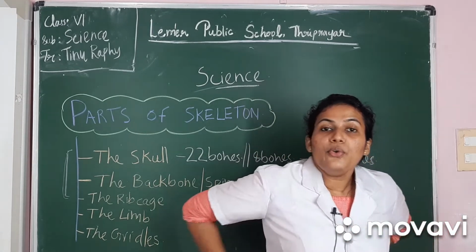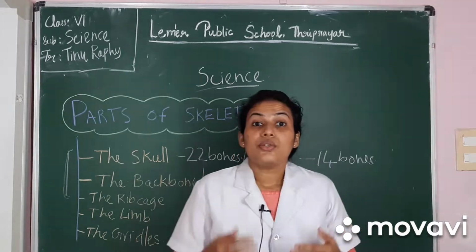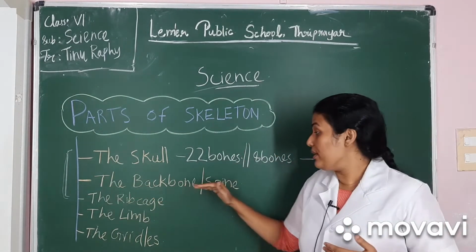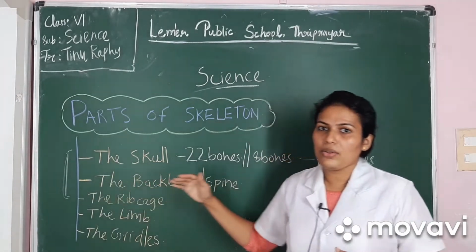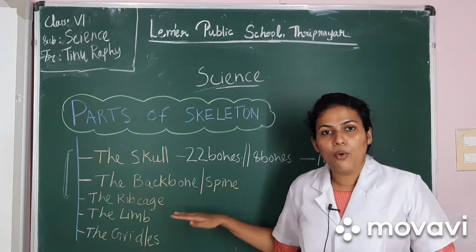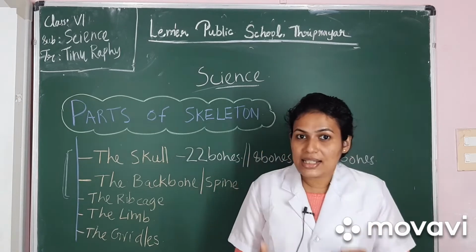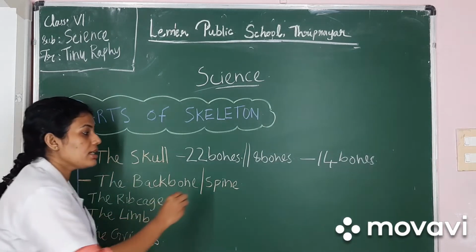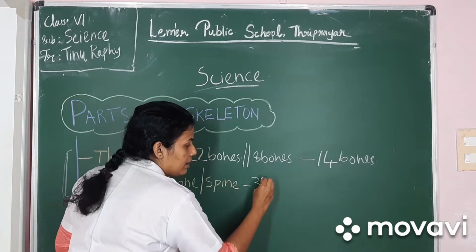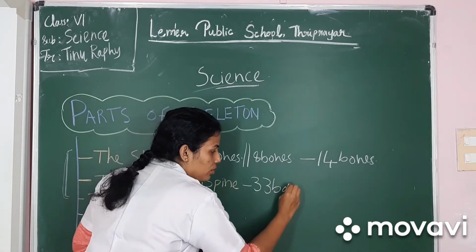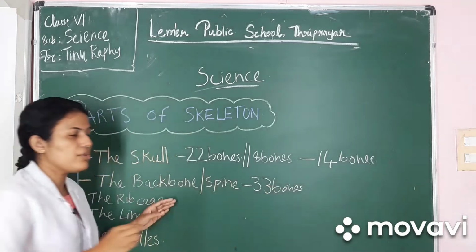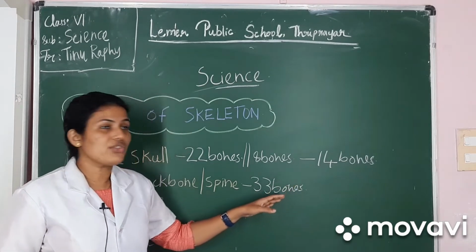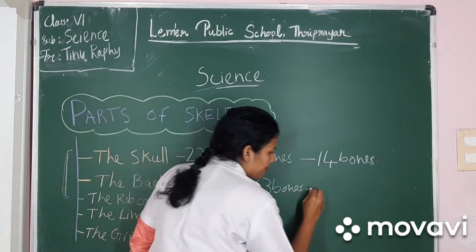You feel few bones in the back side, isn't it? So those bones are your backbones, or it is called the spine. Now let's learn about the backbones. These backbones are the main axis of the skeleton. It is made up of 33 ring-like bones, and those bones are called vertebrae.